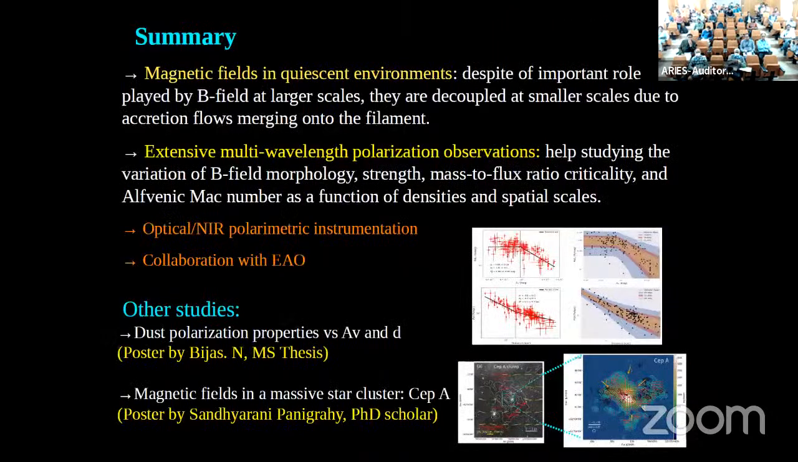This is the summary. Magnetic fields are very important in the quiescent environments, despite the important role of magnetic fields at the larger scales, but they may not be important at the smaller scales. So we should be careful, and we should look at the gas kinematics. And also, extensive multiwavelength observations are equally important to study how the magnetic field varies from large scale to small scale. And this optical NIR polarimetry instrumentation is also very important in the future. And equally, EAO collaboration, for example, to use JCMT, would be highly important.